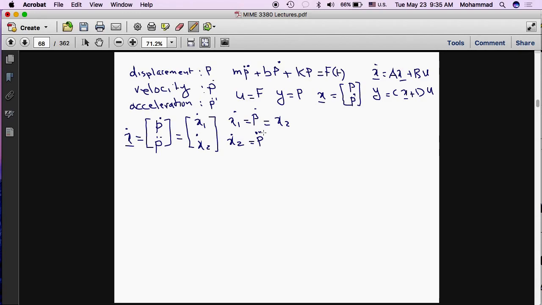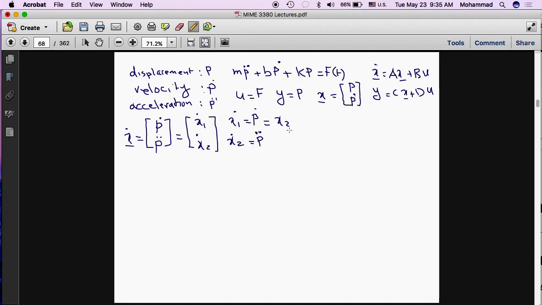But what is this equation? This equation at the top, isn't that Newton's second law? So maybe we can use this equation at the top to relate p double dot to p and p dot, which are x, x1 and x2. Can we do that? Let's at least give it a try. Maybe we will find something.